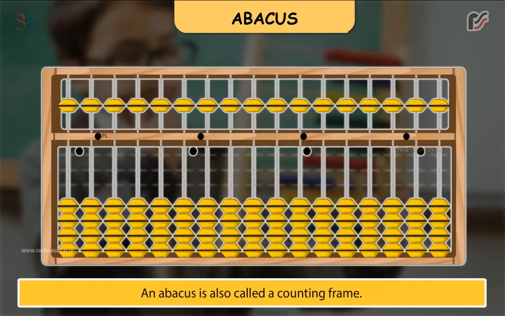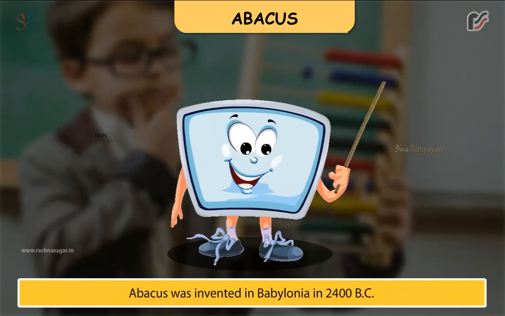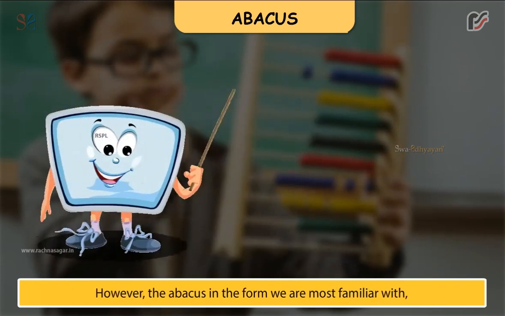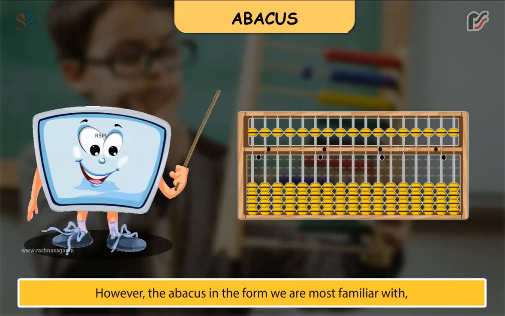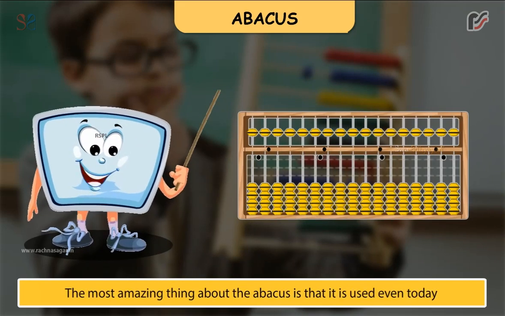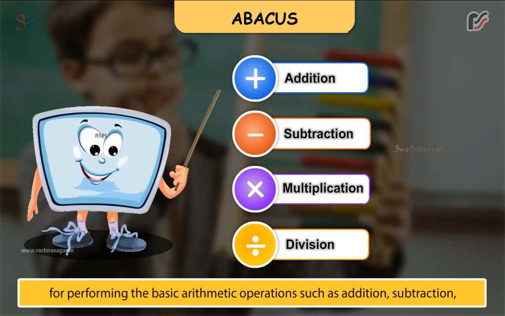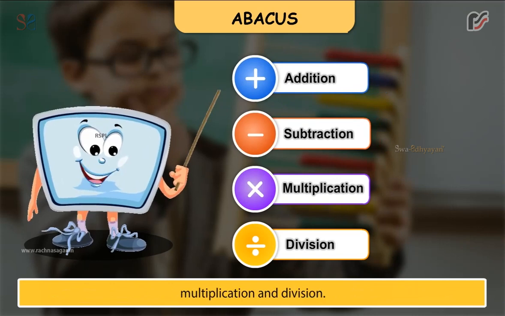Abacus. An abacus is also called a counting frame. It is one of the earliest counting machines known to human civilization. The abacus was invented in Babylonia in 2400 BC. However, the abacus in the form we are most familiar with was first used in China around 500 BC. The most amazing thing about the abacus is that it is used even today for performing the basic arithmetic operations such as addition, subtraction, multiplication, and division.